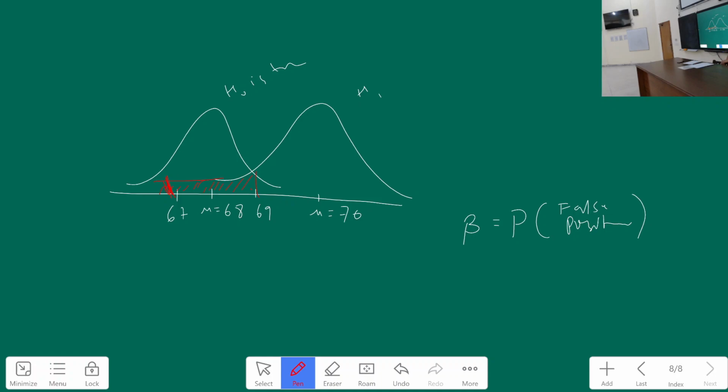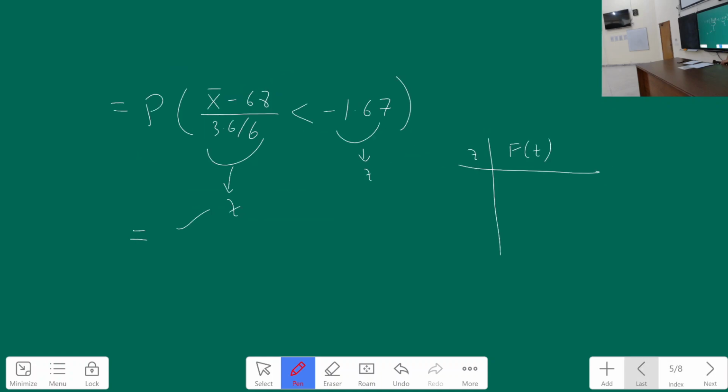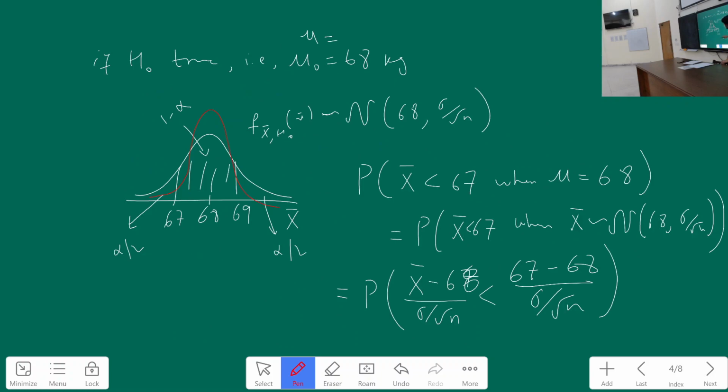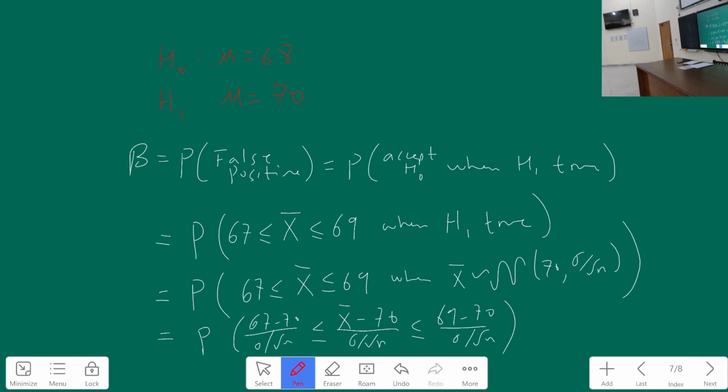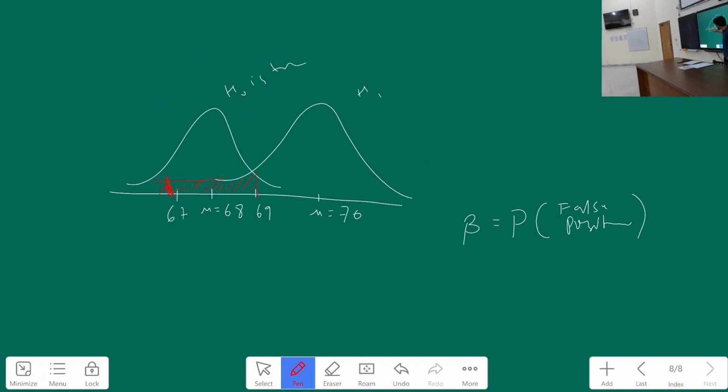Compare this to alpha. Alpha क्या था? This was alpha. This was the curve for H naught. है ना? This was alpha. The likelihood of you falling outside the region of acceptance, in the critical region, when H naught is true. Yeah. So there you only look at this curve. But if you want to study the alternate hypothesis, then you have to study this area.